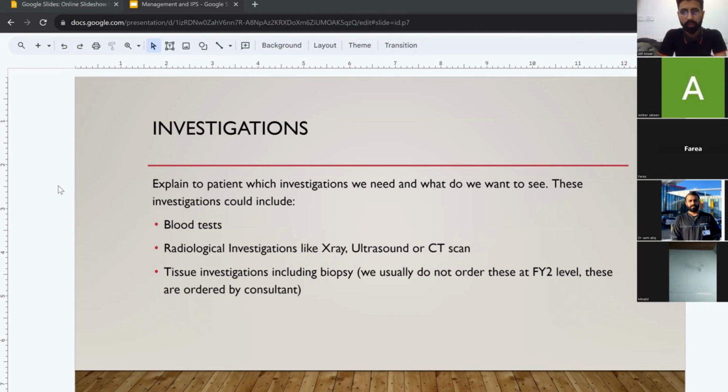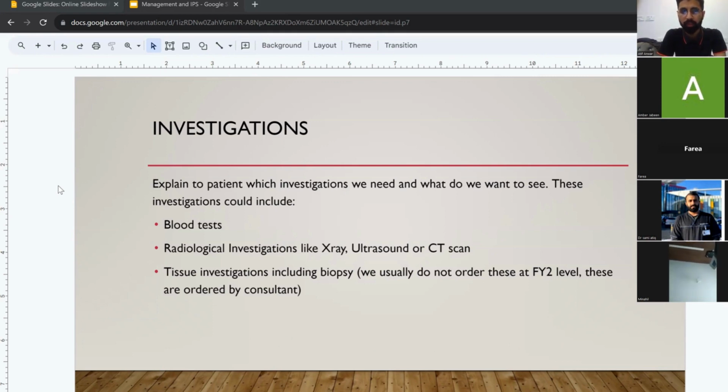Then there come radiological investigations, which include X-rays, ultrasounds, or CT scan. They depend upon the patient's condition whether we need these investigations or not. Sometimes you may even ask for an X-ray during your examination component, like if a patient is presenting with symptoms of severe shortness of breath, you may be suspecting pneumonia or acute heart failure. You may even ask for an X-ray during the examination when you are asking for bedside investigations like ECG. At that time, they'll give you the X-ray.